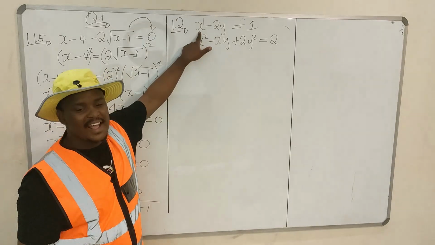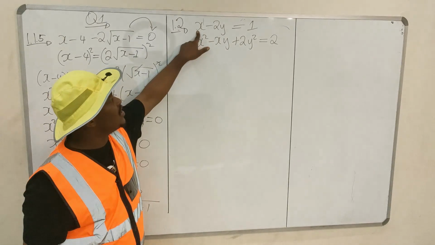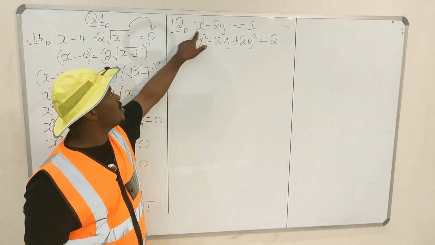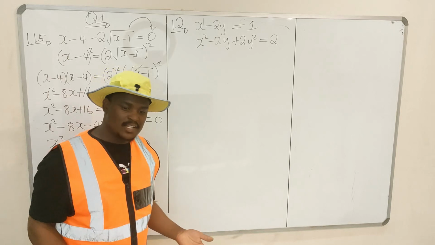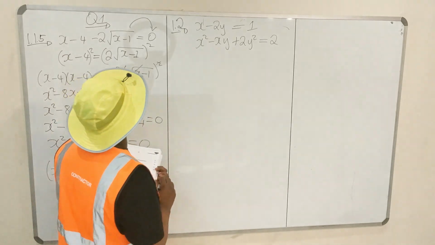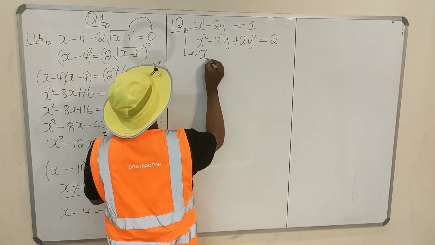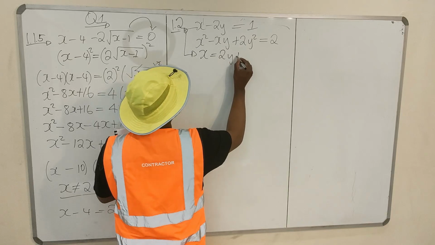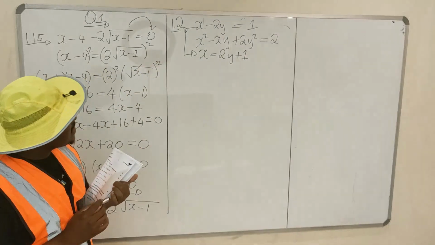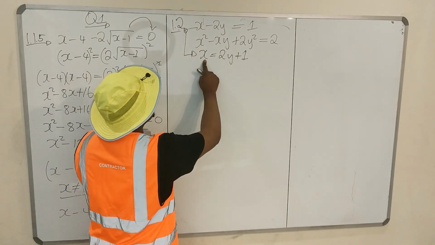So how do you decide which is the simplest? The one that has a simpler coefficient is easier to work with. The coefficient here is 1 and that is minus 2, so the one with coefficient 1 is easier to work with. So you solve for x, right? From the first equation, you solve for x there. So x is equal to 2y plus 1. Is everyone happy? Yes.